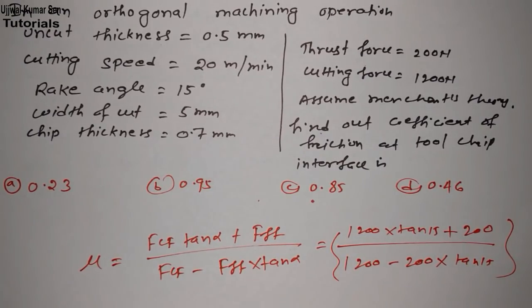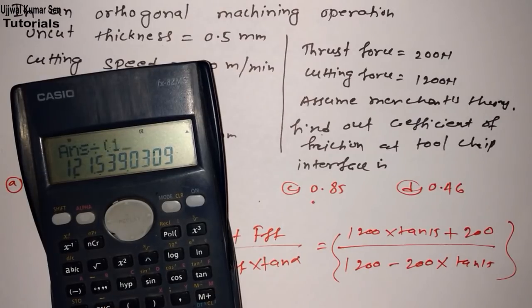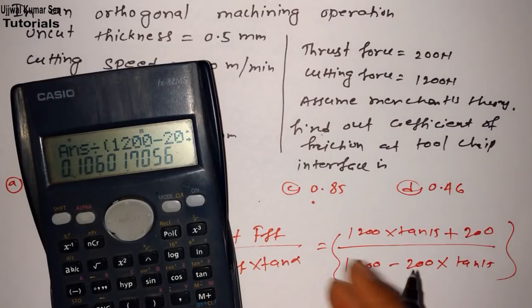This is simple, right? They asked this question in GATE only. They did not want to confuse you. They wanted to tell you that if you know the formula, just find the answer, mark the right answer and get marks for solving the question. So right now what we require is a calculator. So (1200 into tan 15 plus 200) divided by (1200 minus 200 multiplied by tan 15). So what did we get?